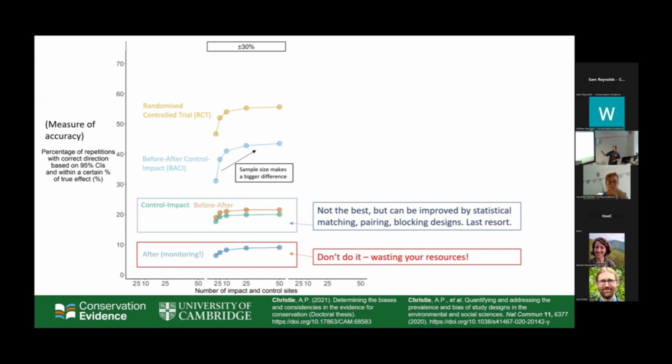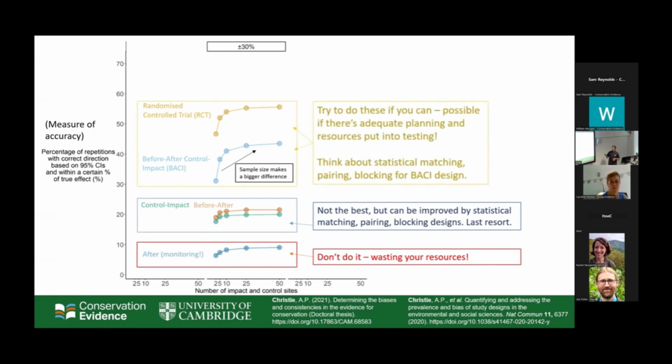Again, these aren't the best. I would say they can be improved, though, particularly the control impact design. You can improve things with statistical matching, comparing, blocking designs. So there are ways that you can push those designs further up. But in general, you can do a lot better. And so the holy grail of designs is really the randomized controlled trial, but that isn't always possible in a lot of conservation.